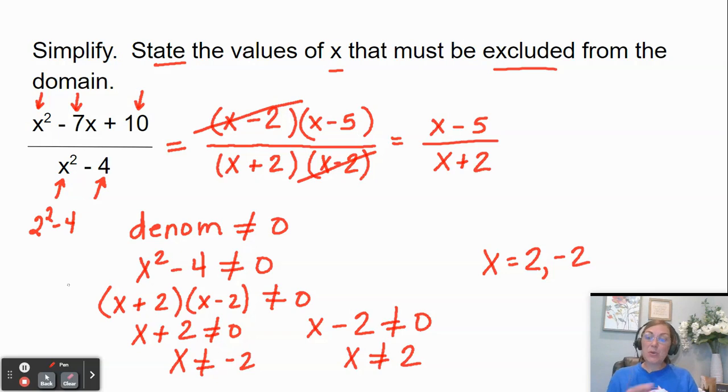So I hope this helps you with simplifying a rational expression. We did a little bit of factoring in there, so you may want to review that. And then also talking about the domain and which values need to be excluded.